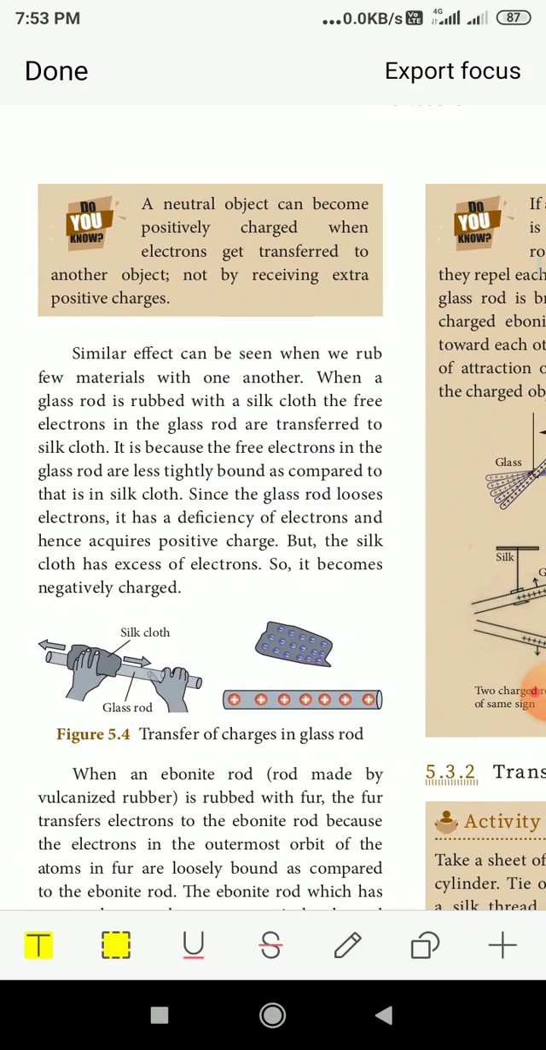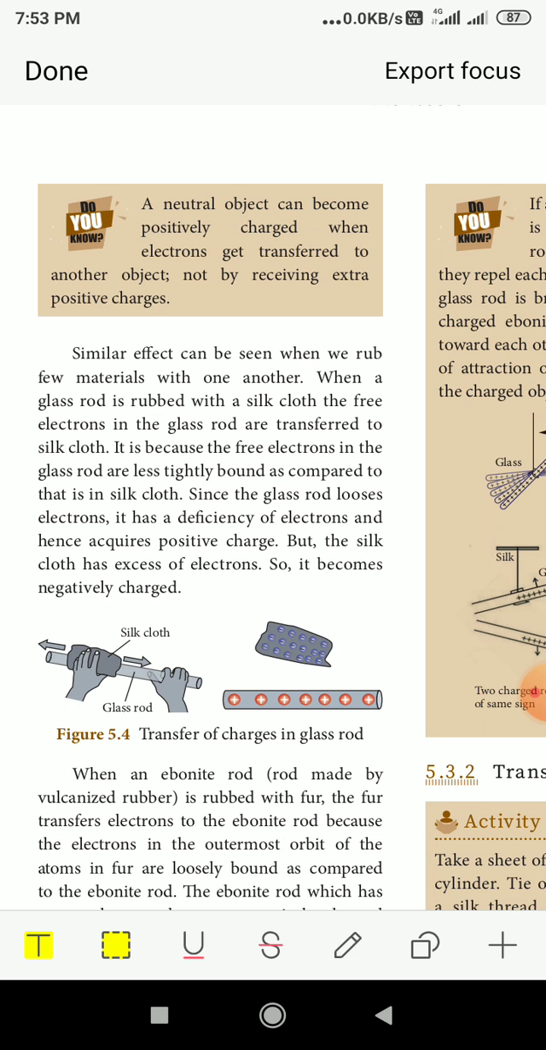Do you know, a neutral object can become positively charged when electrons get transferred to another object, not by receiving extra positive charges. Now, a similar effect can be seen when we rub a few materials with one another. When a glass rod is rubbed with a silk cloth, the free electrons in the glass rod are transferred to the silk cloth. It is because the free electrons in the glass rod are less tightly bound as compared to those in the silk cloth.